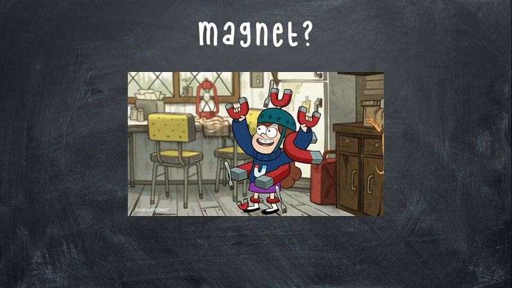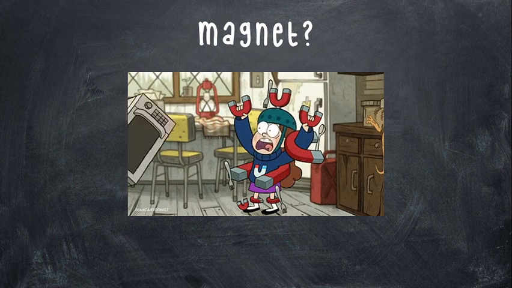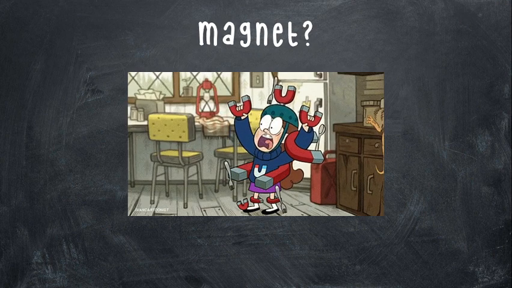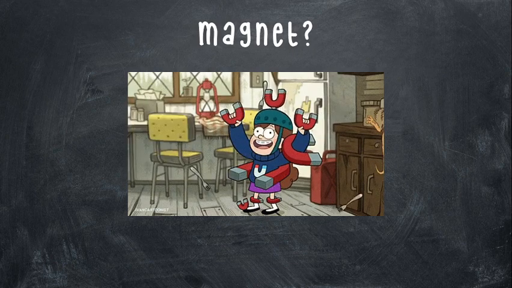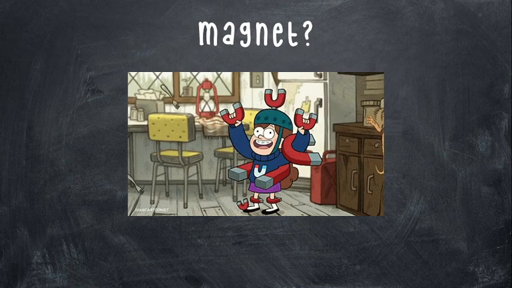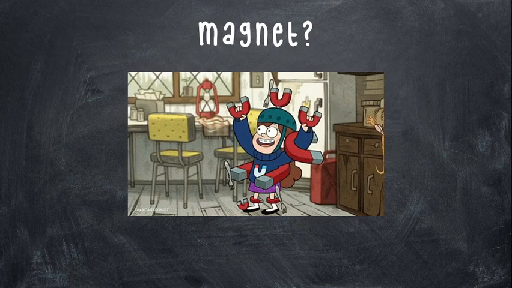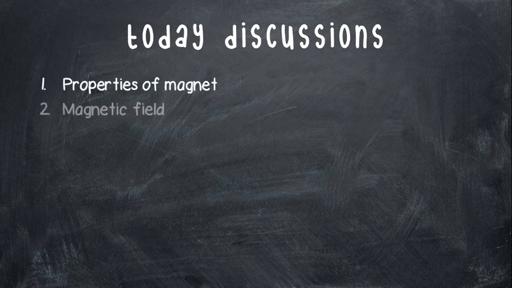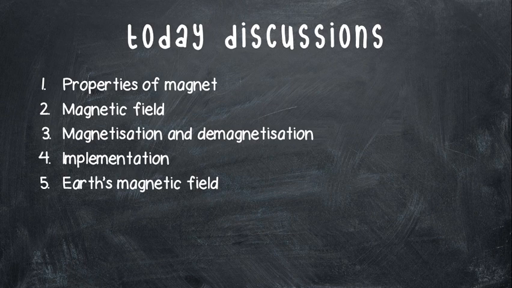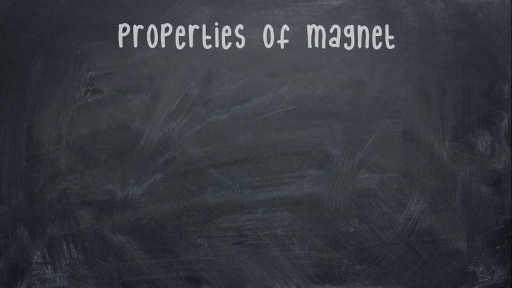I assume that you already know what a magnet is, right? But here I'm not going to talk about attraction and repulsion only. I will talk about other topics: first, the properties of magnets, then the magnetic field, then magnetization and demagnetization, then implementation, and the last is Earth's magnetic field. And we are going to the first topic.